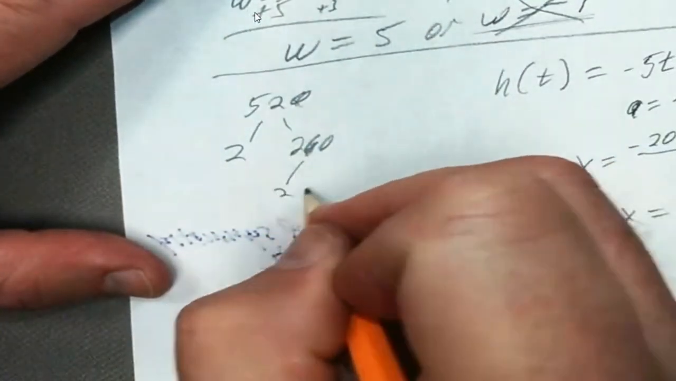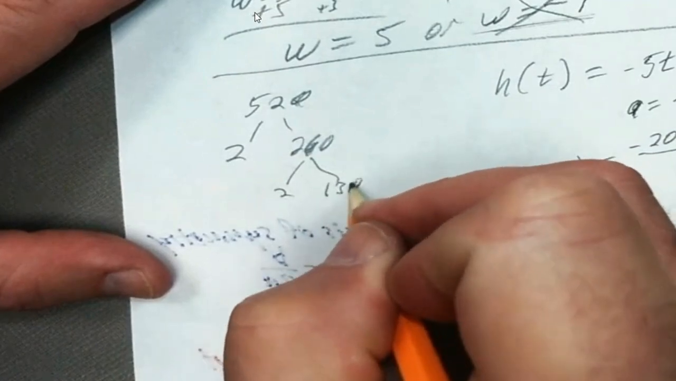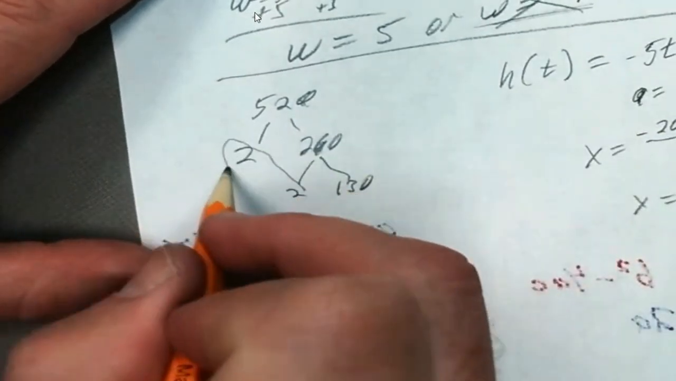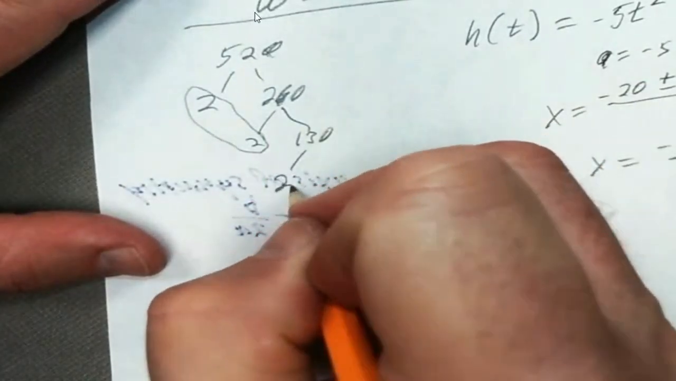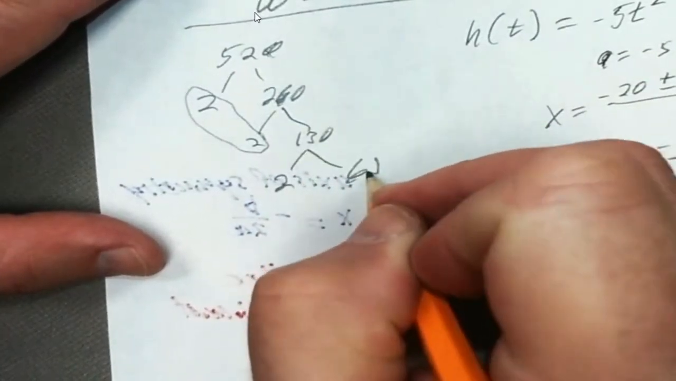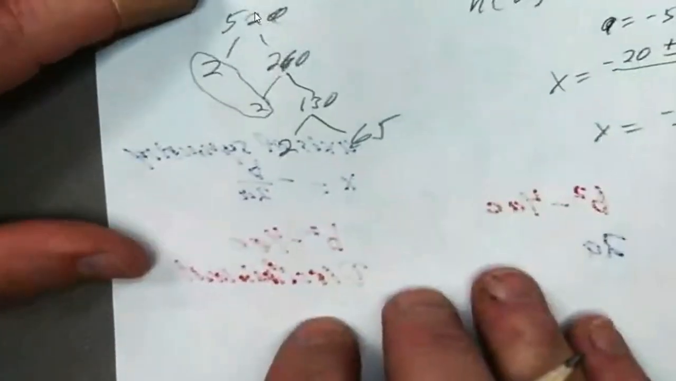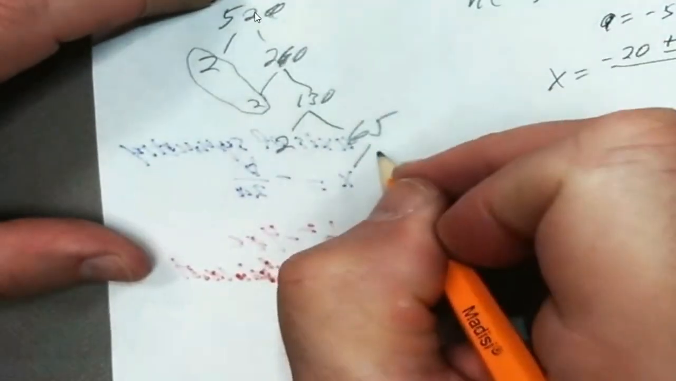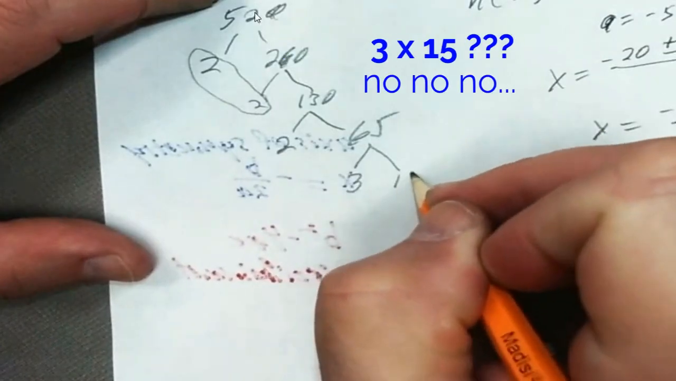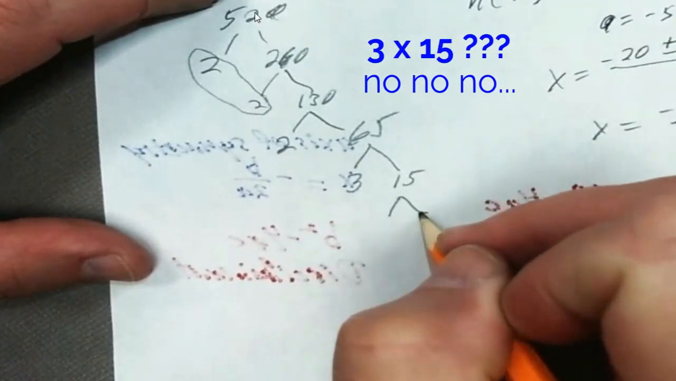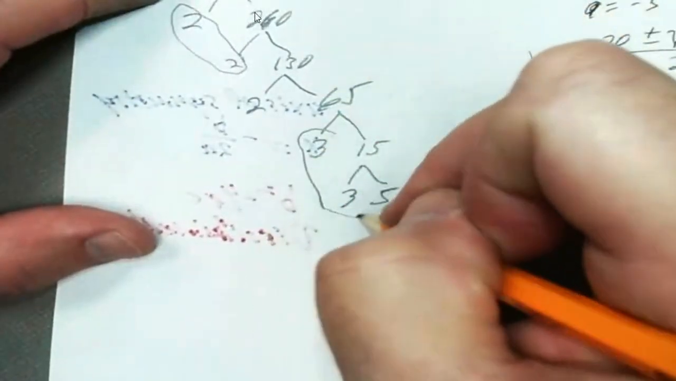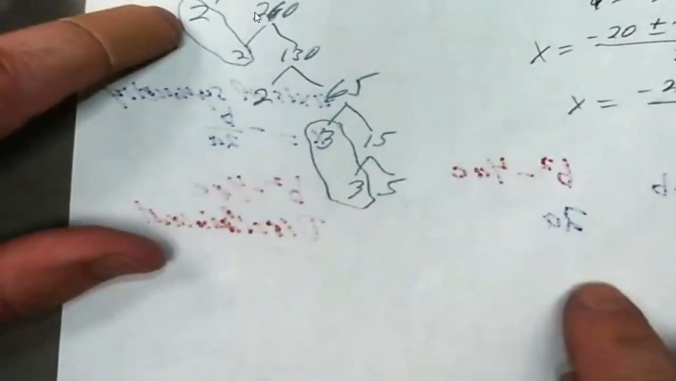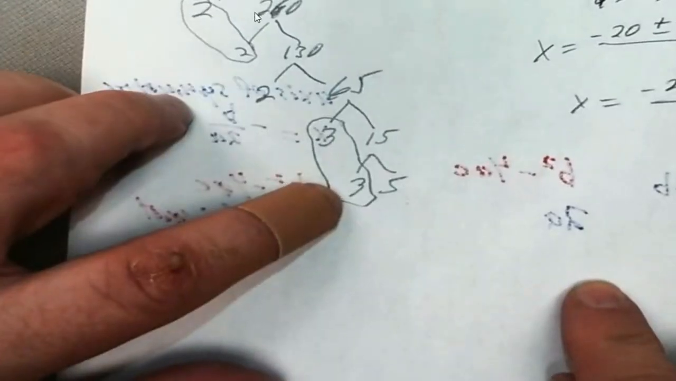And 2 times 130. So there's a pair of 2's. We know that can come out. This is 2 times 65. That's getting hard to see in this. And this is 3 times 15. And this is 3 times 5. So we got a pair of 3's. 2 times 2 times 3 times 3.